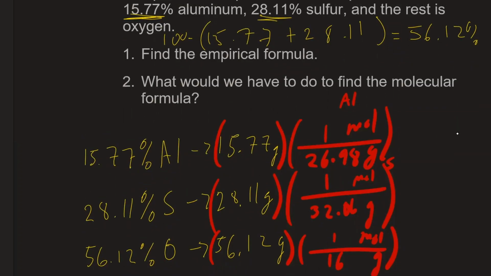When you're doing empirical formula calculations, you just assume you have 100 grams. In that way, the conversion from percentage to grams is really easy. So I said that I have 15.77 grams of aluminum, 28.11 grams of sulfur, and 56.12 grams of oxygen.